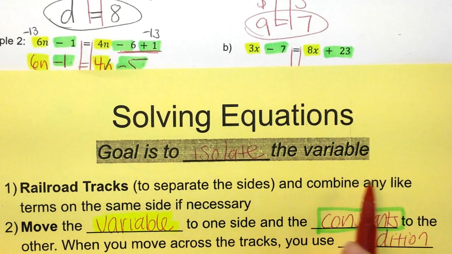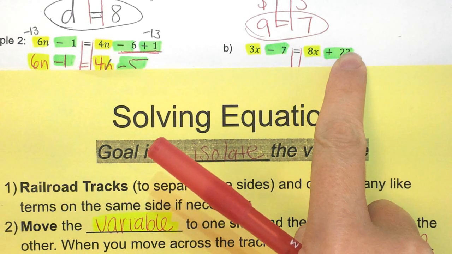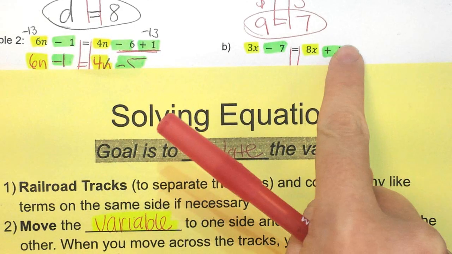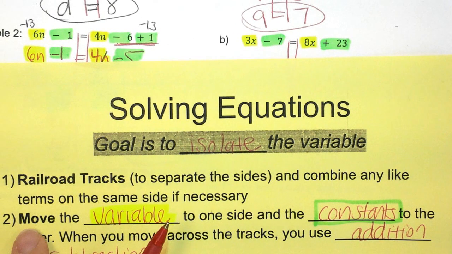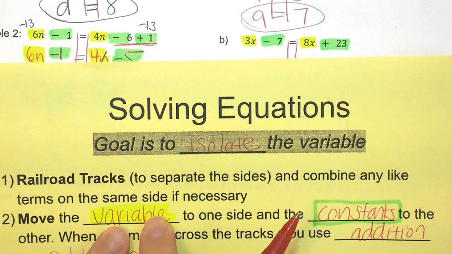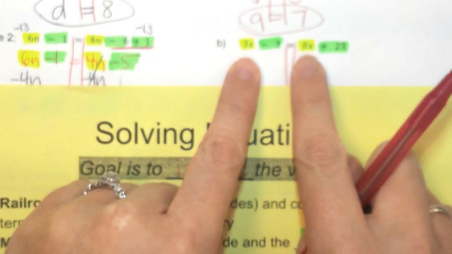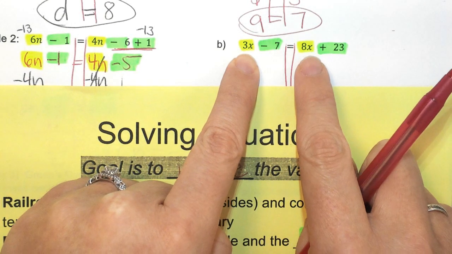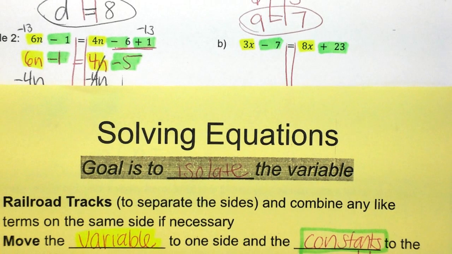I do not see any like terms on the same side. This one has yellow and green, this one has yellow and green. There's no colors on the same side like this one had. Okay? So then I can move to step 2. Notice, it says move the variables first. So I want to move my variables. You have 2 options. You can move the 3x or you can move the 8x. Which one do you want me to move?